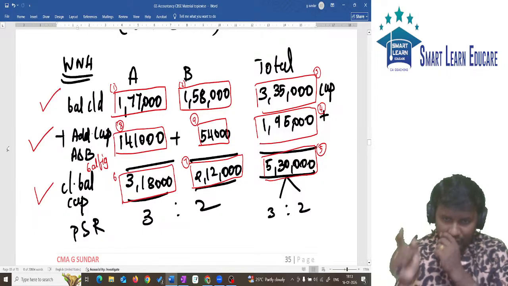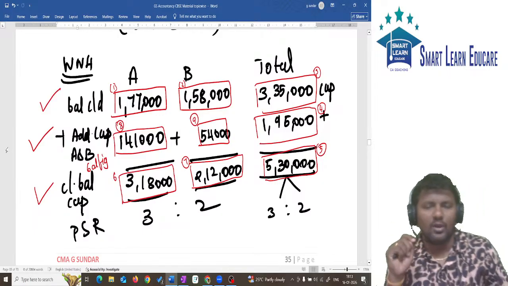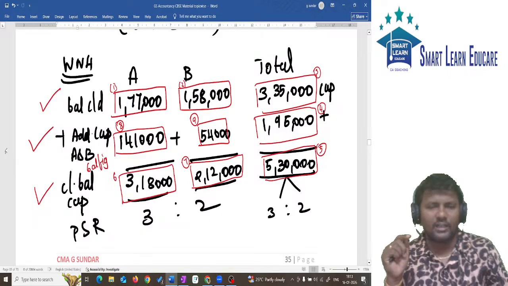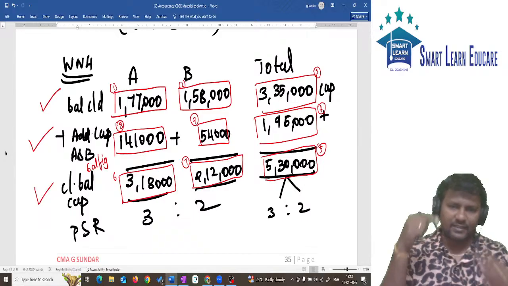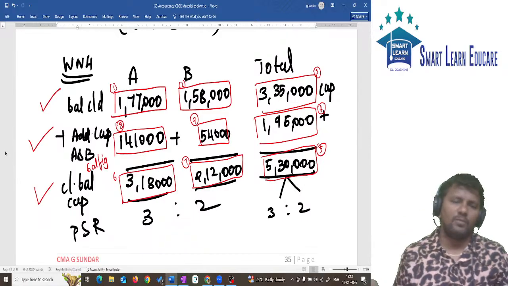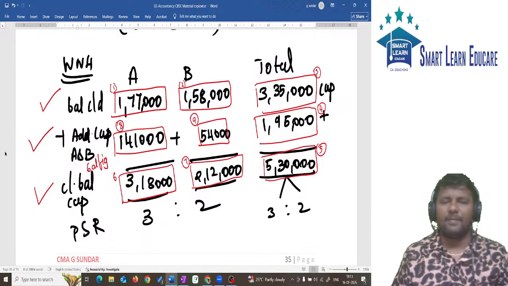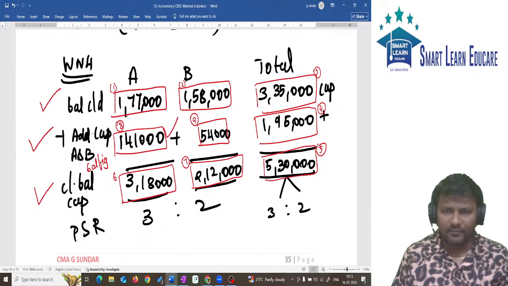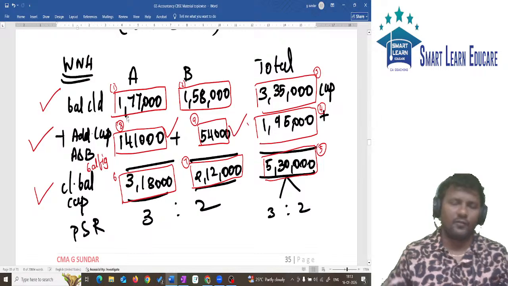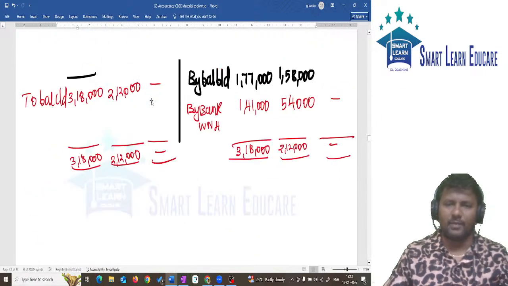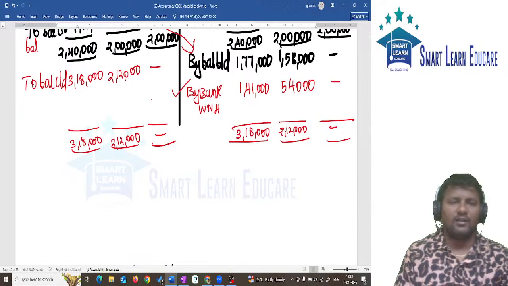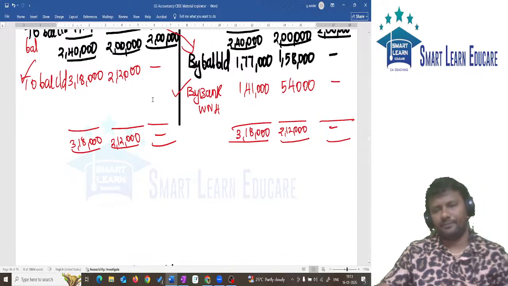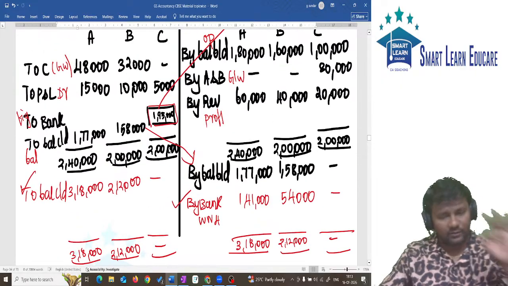That 5,30,000 should be in what ratio? In 3:2. Dividing 5,30,000 in 3:2, you will be getting 3,18,000 and 2,12,000. Now what is the difference between A 1,77,000 and 141? The difference should be transferred to additional capital brought in by partner A. Similarly for B we found it is 54,000. These two amounts will come in the partners' capital credit side by bank, and we arrive at the closing balance. That's all. Good question, worth 6 marks.